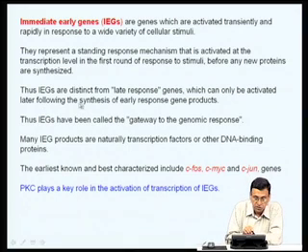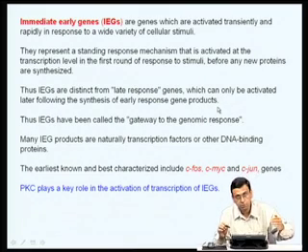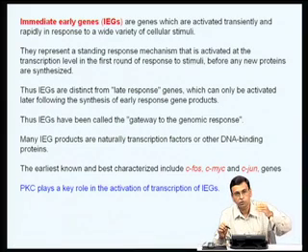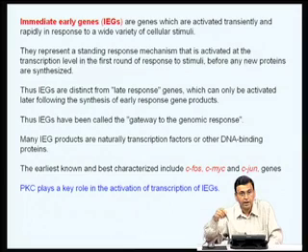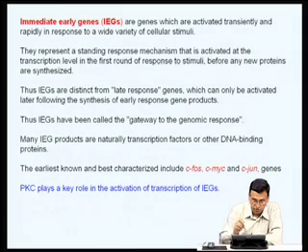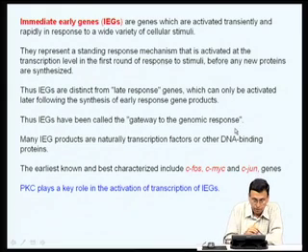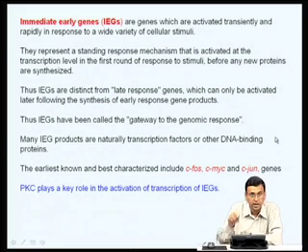These immediate early genes are distinct from late response genes, which can only be activated later following the synthesis of early response gene products. When the serum response factor activates the expression of genes like CFOS, EGR1 and CJUN, they in turn activate the target genes which are involved in cell proliferation. These target genes, activated by the immediate early gene products, are known as the late response genes. The immediate early genes have therefore been called the gateway to the genomic response, because without that cell proliferation is not possible. Many of the immediate early gene products are naturally transcription factors or DNA binding proteins.